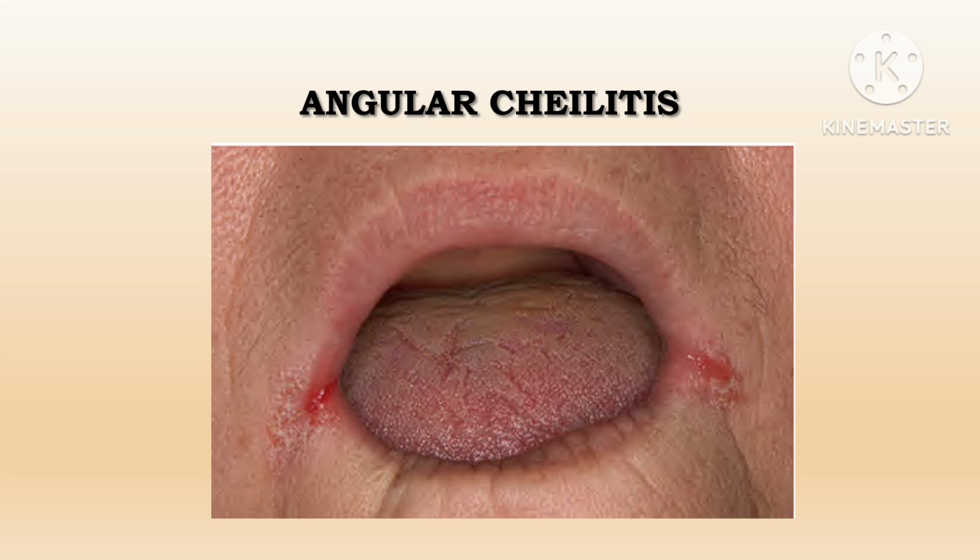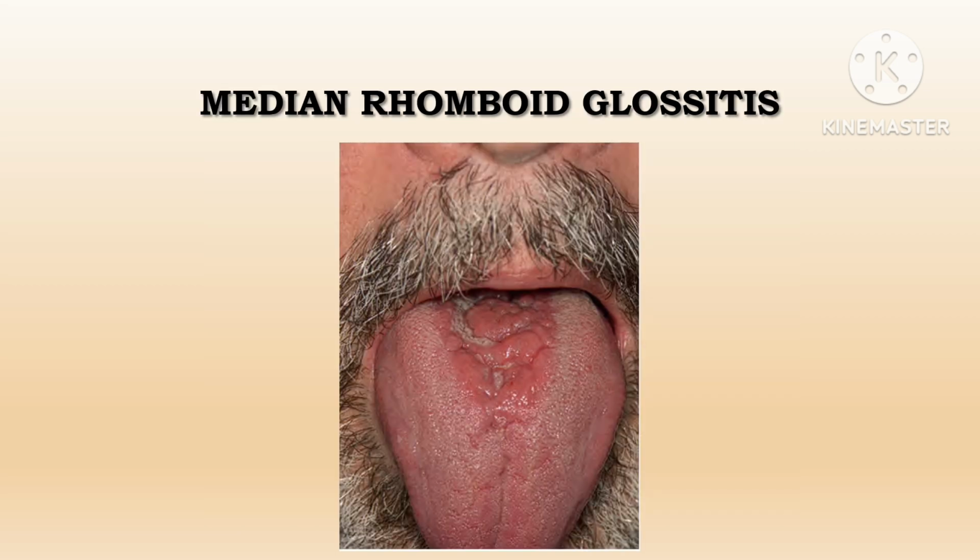Elderly people, those people who wear dentures, or individuals with nutritional deficiency, as I have already stated, are at higher risk of angular cheilitis. Median rhomboid glossitis apparently arises from the junction of the posterior third and the anterior two-thirds of the tongue, and it is clinically characterized by an erythematous lesion in the center of the posterior part of the dorsum of the tongue. It appears oval in configuration, and this area of erythema is due to atrophy of filiform papillae, and the surface may be lobulated also.